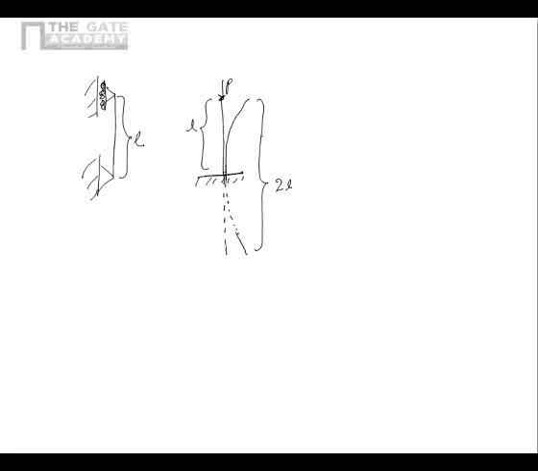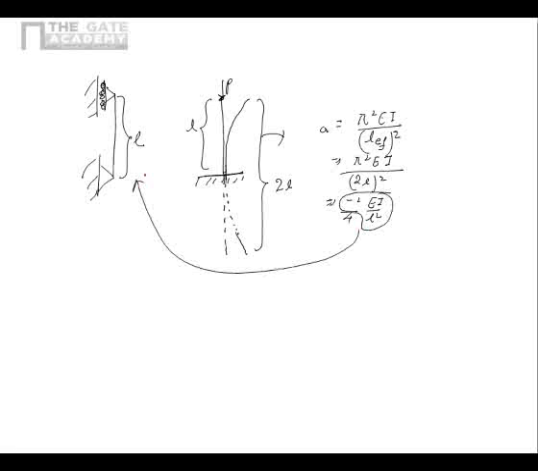So for this configuration, P critical is equal to pi square EI upon L effective square, which is nothing but pi square EI upon, now this value is 2 times L, so it becomes pi square EI upon 4 L square. This quantity is equal to the buckling load for this one. So you see the buckling load for a beam which is fixed at one end and free at the other end is 1/4 of the buckling load for a simply supported beam, and the reason is the effective length is twice in this case.